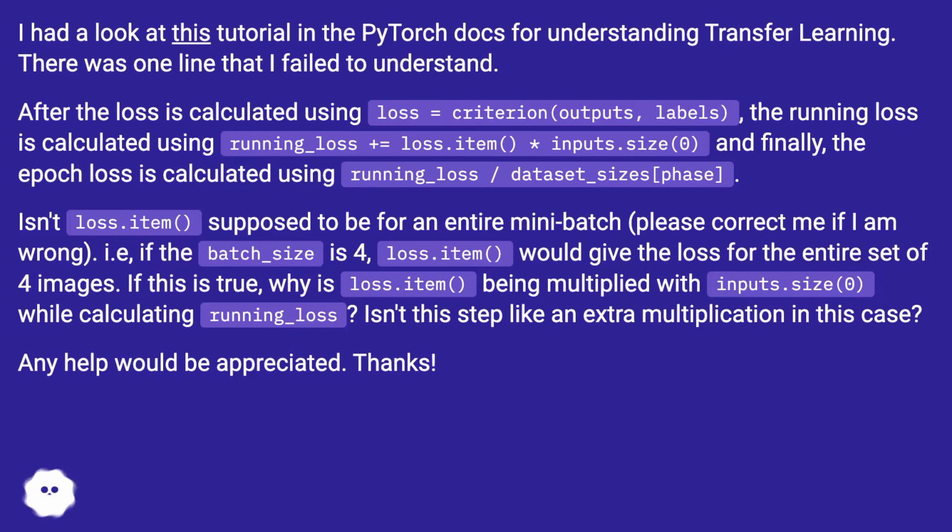I.e., if the batch_size is 4, loss.item() would give the loss for the entire set of 4 images. If this is true, why is loss.item() being multiplied with inputs.size(0) while calculating running_loss? Isn't this step like an extra multiplication in this case? Any help would be appreciated. Thanks.